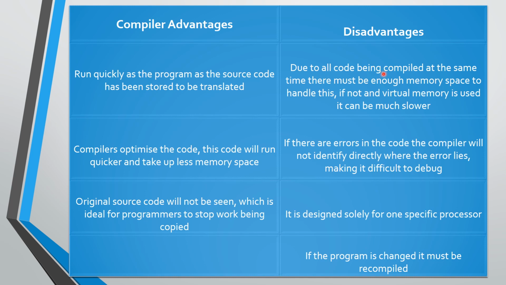Due to all code being compiled at the same time, there must be enough memory space to handle this. If not, and virtual memory is used, it can be much slower. If there are errors in the code, the compiler will not identify directly where the errors lie, making it difficult to debug. A compiler is designed solely for one specific processor. And if the program is changed, it must be recompiled.